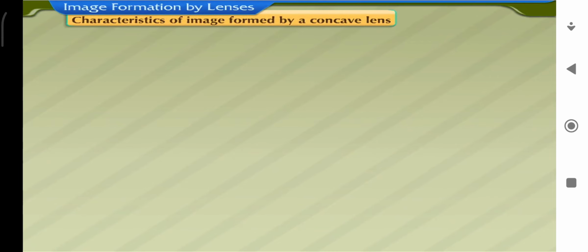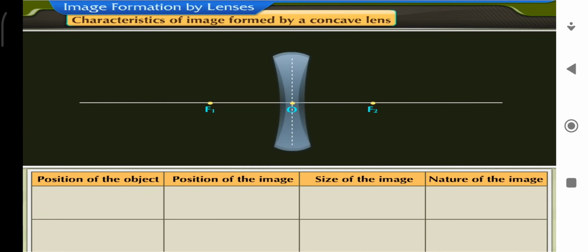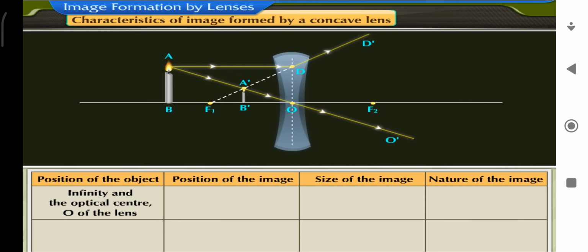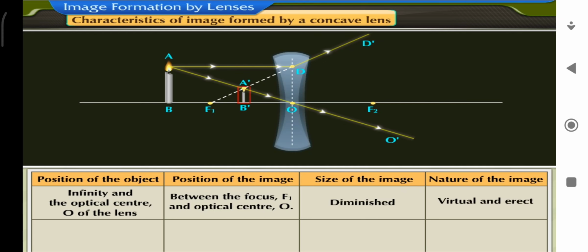Characteristics of image formed by a concave lens. Let us tabulate the information of formation of images by a concave lens when object is placed at different positions relative to the lens. When the object is placed between the infinity and the optical center O of the lens, the image is formed between the focus f1 and optical center O. The size of the image is diminished. The nature of the image is virtual and erect.